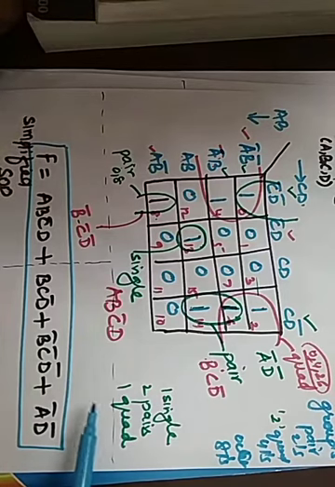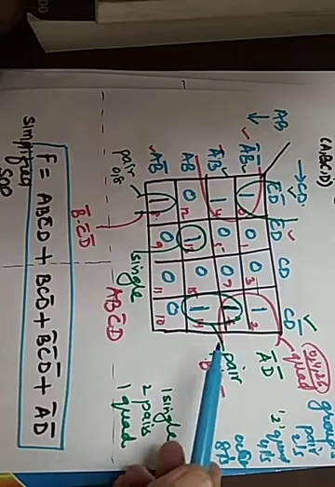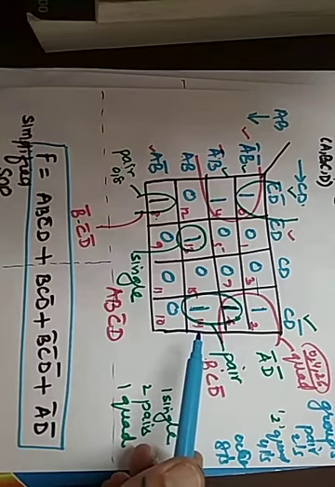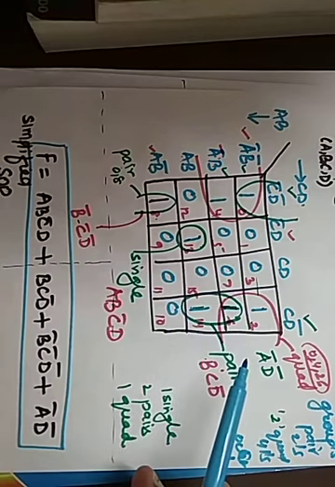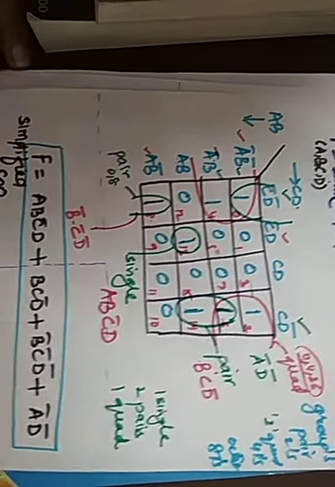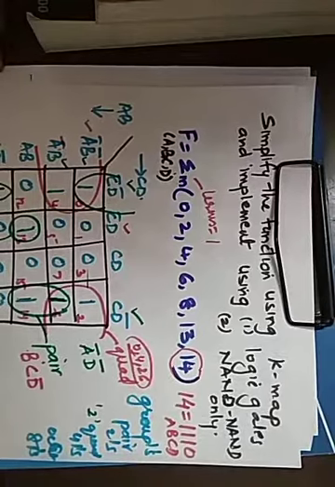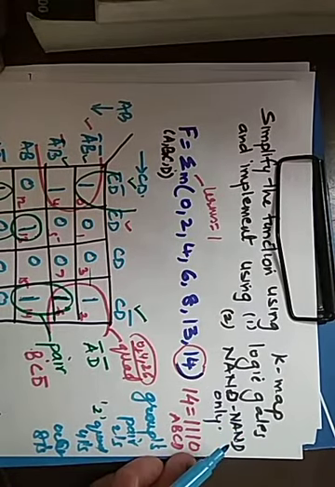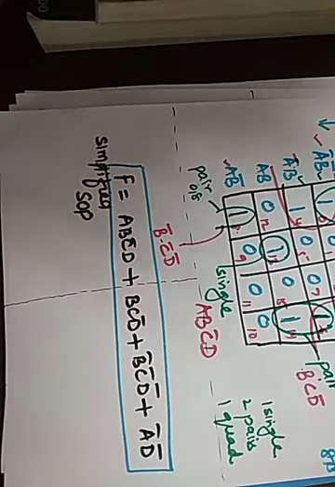So this is how the simplified function can be obtained from the K-map by the groupings. In the next video, we will see how to implement this with the help of logic gates and by using only NAND gates. Simplified SOP function. Thank you.